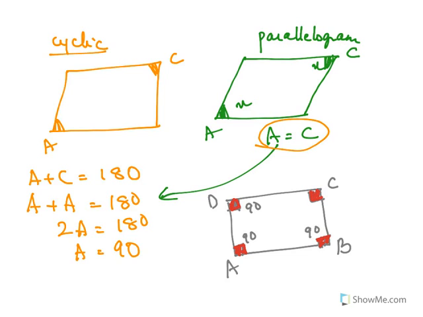See, we know A plus B is also equal to 180. We said A was 90, so B also is 90. If B is 90, C also is 90, D also is 90, because B and D are opposite.